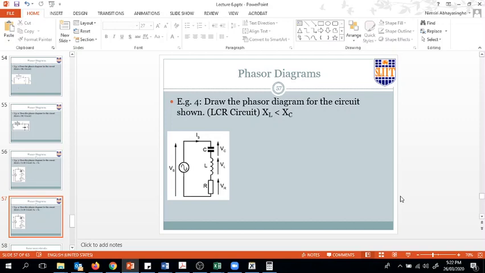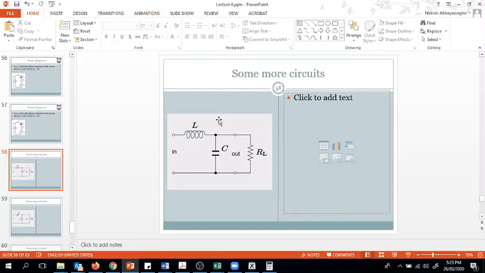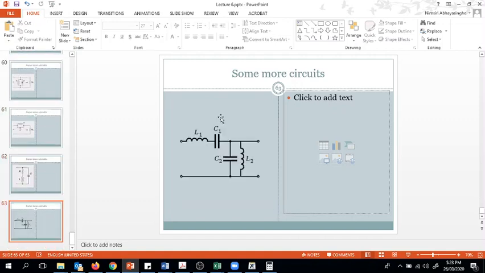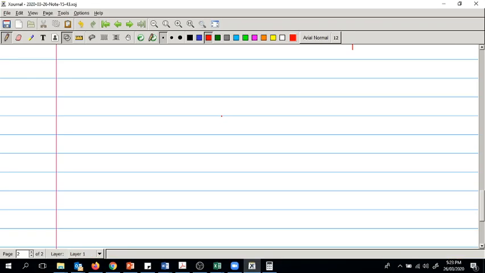Now all these examples that we discussed so far are for series circuits. Let's take a different example, just a parallel one, right? A resistor and an inductor in parallel, right?